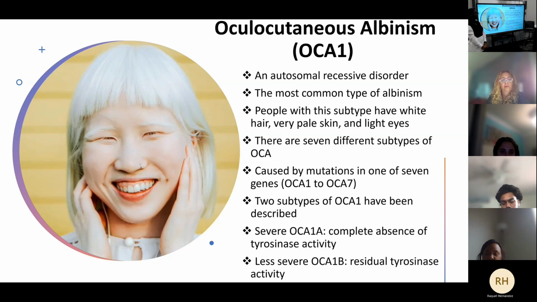There are 7 different subtypes of OCA, which are caused by mutations in one of the 7 genes labeled OCA1 to OCA7. There are 2 subtypes of OCA1, so I will be focusing on those 2 for the sake of time. The severe form is OCA1A, where there is complete absence of tyrosinase activity. So there's no melanin being produced. Whereas the less severe OCA1B, there's residual tyrosinase activity, i.e. there's some melanin being produced. So she has the severe form OCA1A.